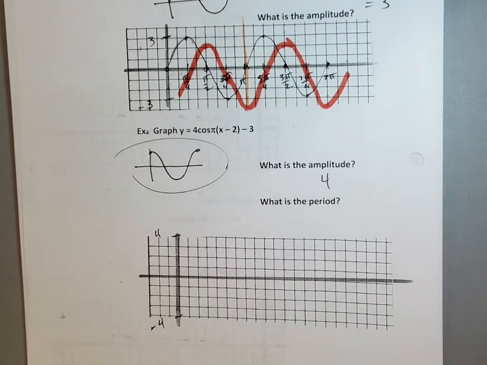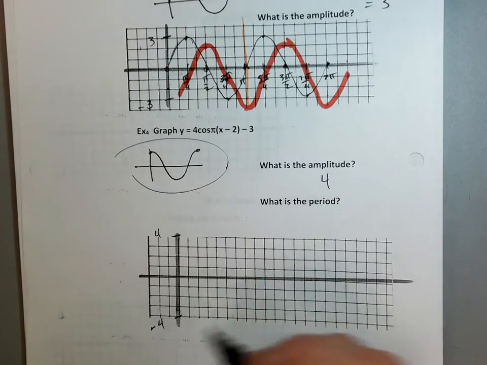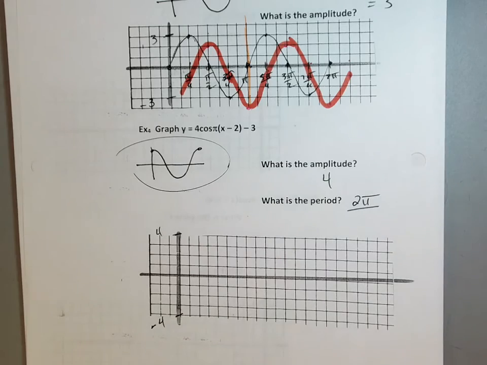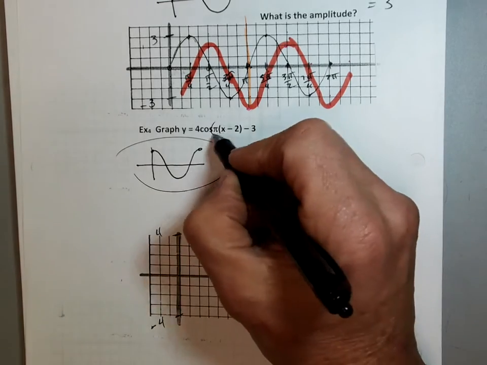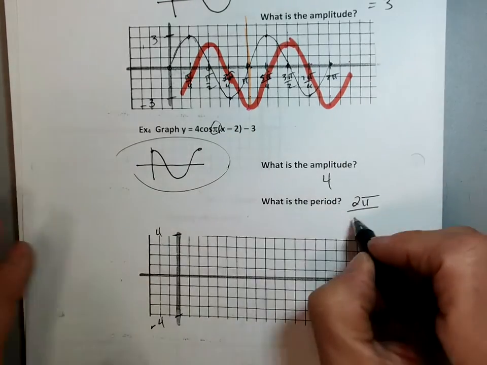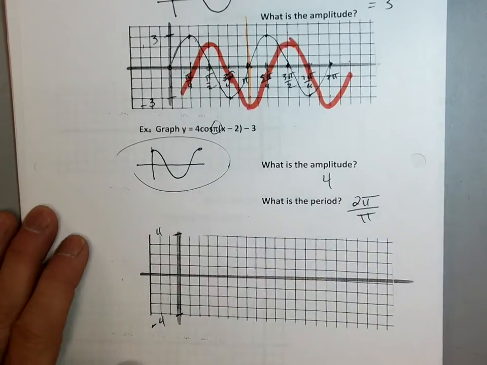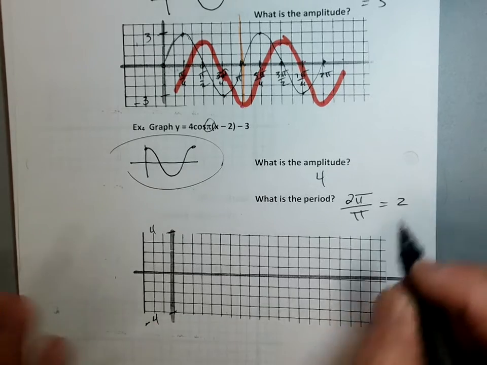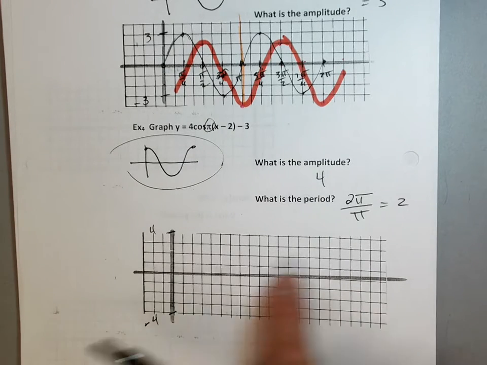Now the period, before I even put anything down, because Autumn, forgive me, I'm going to change this one again. So my period is always 2 pi divided by the frequency. Well, what's the frequency this time? Pi, right? So if I divide 2 pi by pi, I get 2. Now this is kind of weird because I'm not going to have any pi's here. I'm going to go 1, 2, 3.